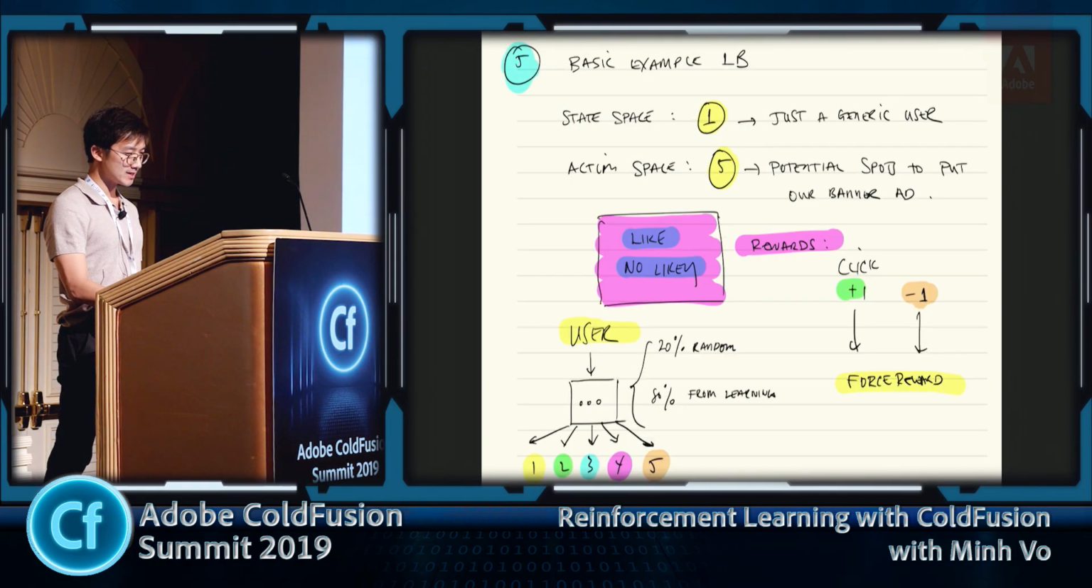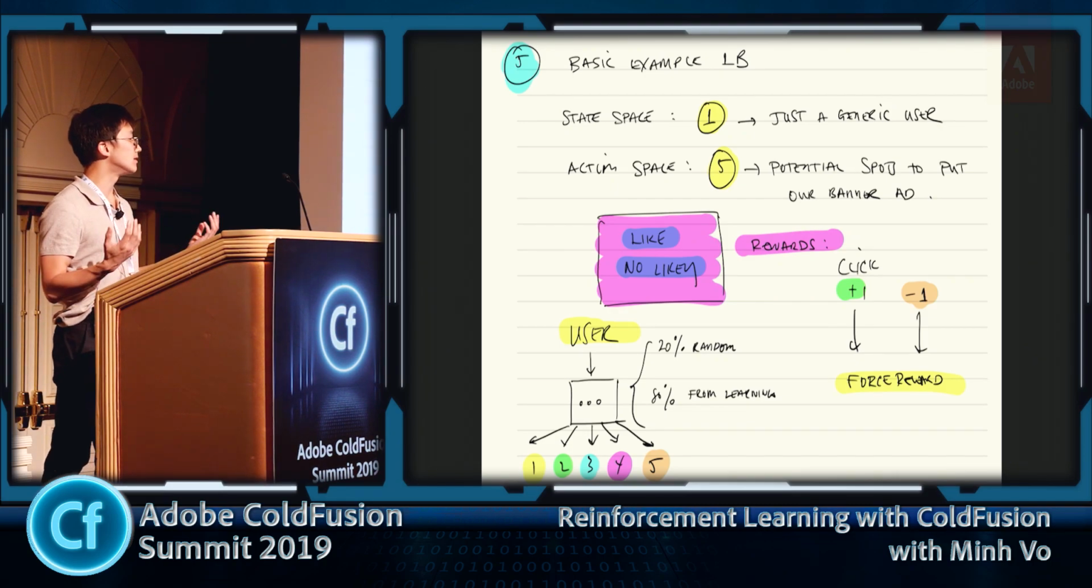All right, so for the basic example, I'm basically going to prescribe myself a color, out of those 7 that we were talking about, and I'm just going to say if I like it or not. Eventually it should converge to the color that I like. That's a really simple example, right? The state space is 1, I'm just a generic user. The action space is the number of colors.